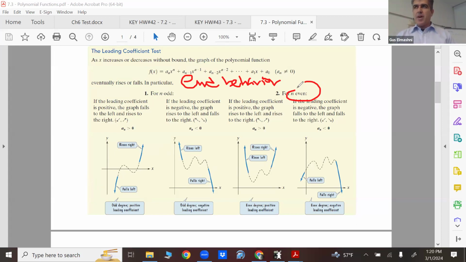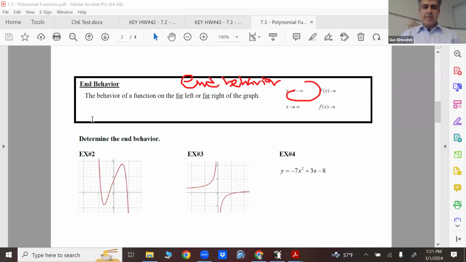Overall, the graph will be rising off to the right if your leading coefficient is positive. Overall, it's going to be going down to the right if your leading coefficient is negative, because when x gets bigger, y gets smaller. For even, it's pretty easy. If you have an even degree and a positive leading coefficient, both arrows go up, like a smiley face. Or both go down if the leading coefficient is negative. So that's just the summary of it.